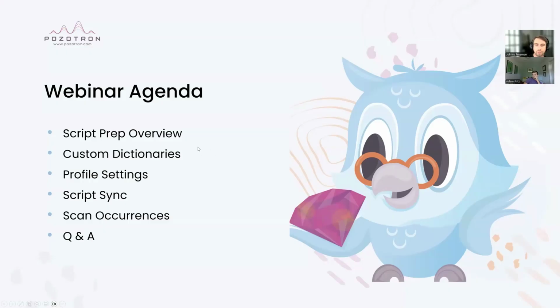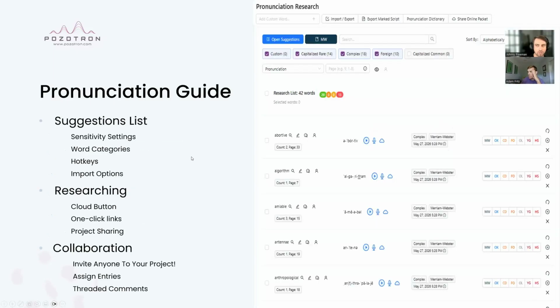After that, I'll show you how you can save your data in Pozotron using our custom dictionaries, different methods for holding on to your hard-earned research. Then I'll go into profile settings to show you how you can customize your workflow when doing script prep. And lastly, we'll show you how the research you do in the prep tools in Pozotron can actually increase your efficiency in the proofing stage as well if you're going to proof your project through Pozotron 2. And with that, I will move forward. First, starting with our pronunciation guide.